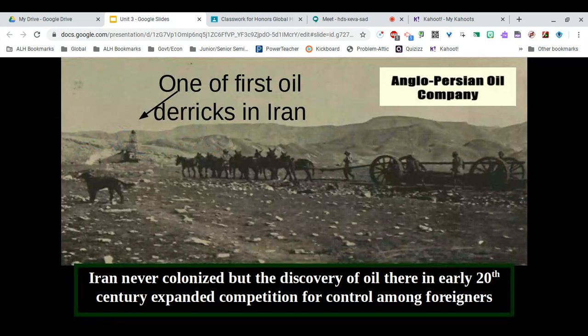Iran was never colonized, but the discovery of oil in the 20th century expanded competition for control among foreigners. A lot of the Middle East was not formally colonized with full takeovers like we saw in Africa or Southeast Asia. It's much more similar to what we saw in China, where you had a lot of foreign control and influence, but not a full takeover. That really comes with the discovery of oil and the use of oil in driving cars and flying planes, and how much we needed oil. We want to compare oil to the uses of coal during the Industrial Revolution. Coal really was the resource that is then replaced by oil.